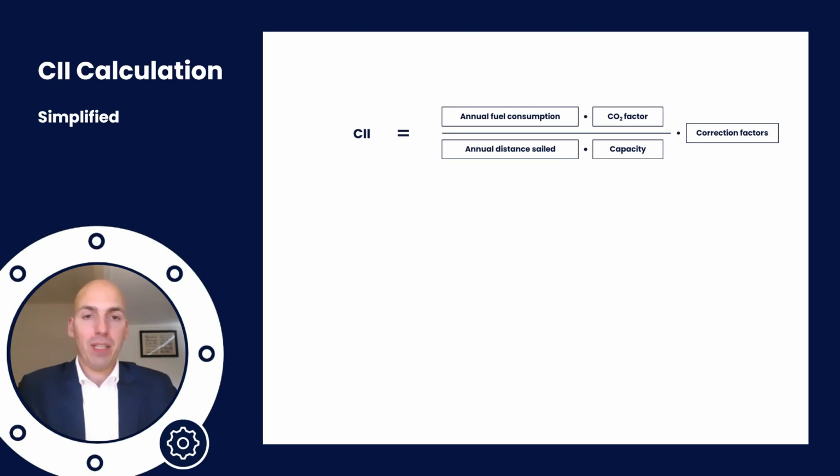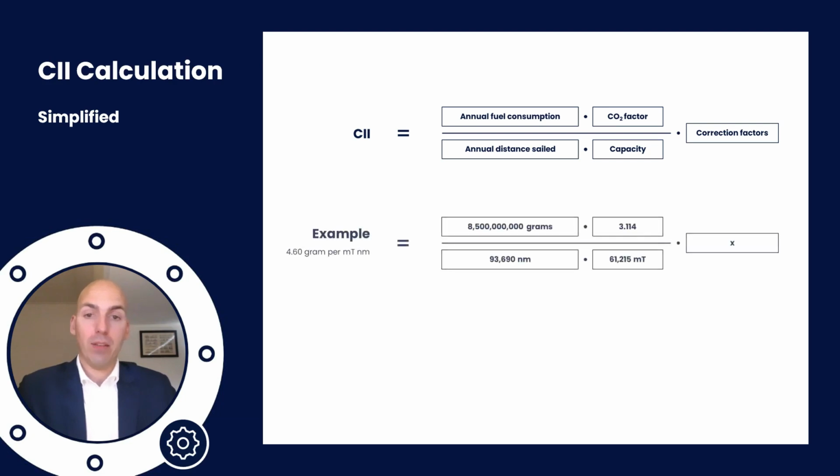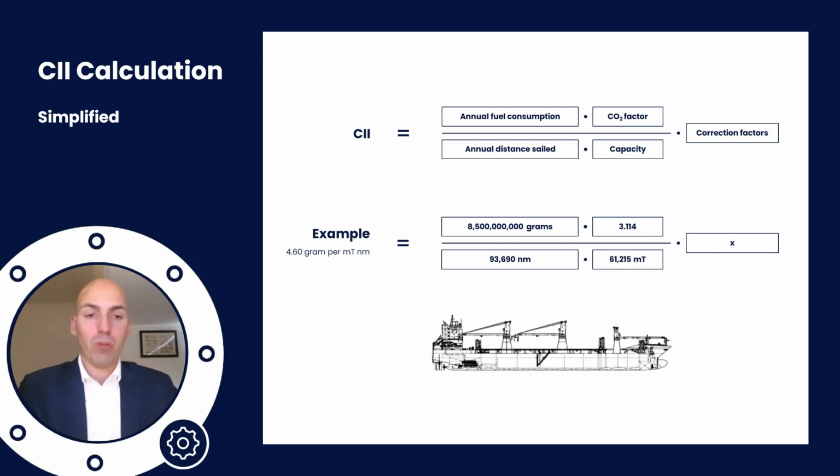So we have the CII number, and this really basically is the entire calculation, at least to calculate the CII attained, which you can see here is expressed in grams per metric ton nautical mile, or nautical mile metric ton. We'll dive into the correction factors later on to show you which correction factors there are. They are explained in more detail in the guide. But for now, we're just going to assume no correction factors, and we're going to also take one ship as example. So let's just call it Boaty McBoatface.